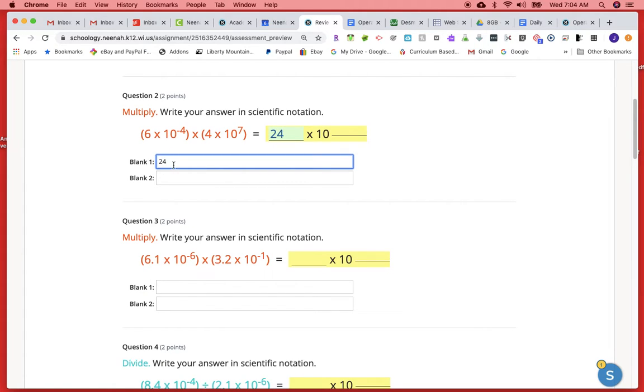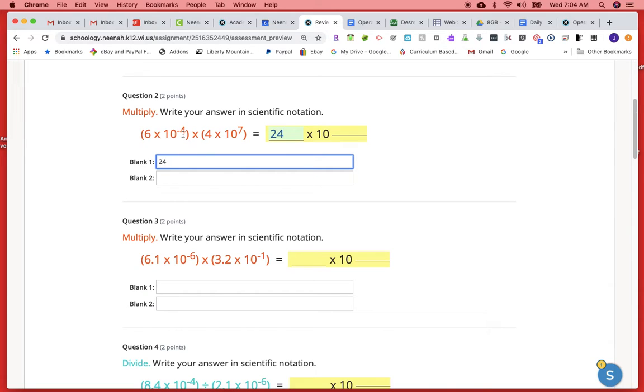Now, this should be a red flag for you, meaning that this coefficient is going to be too big. If you wanted to put 24.0, you could, but our coefficient, our front number here, has to be between 1 and 10. So we're going to have to move our decimal eventually. So we'll wait until we're finished with that.